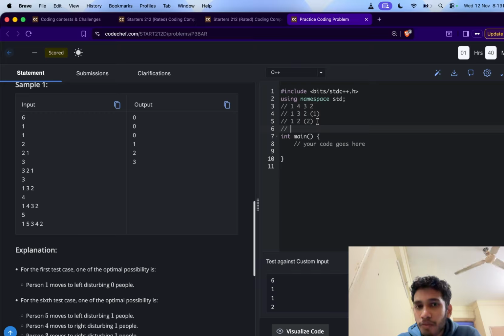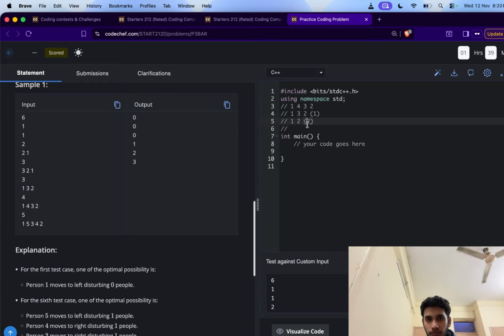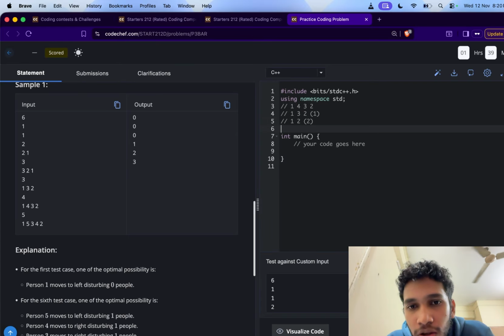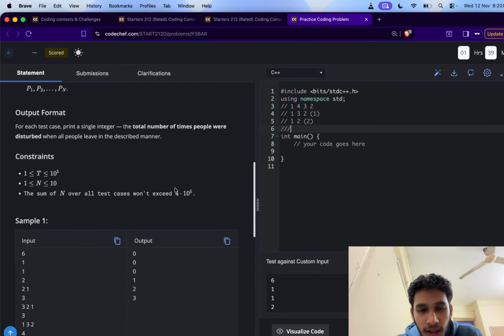Now 2 would leave. It would leave just by moving rightwards, so no one is disturbed. Similarly, 1 would leave leftward, and no one is disturbed. So the answer is equal to 2. Simulation is an okayish approach, but it won't work here because the sum of n over all t is about 4e5, and the simulation would involve choosing a number, then selecting either to go left or right. So it would be O(n squared).